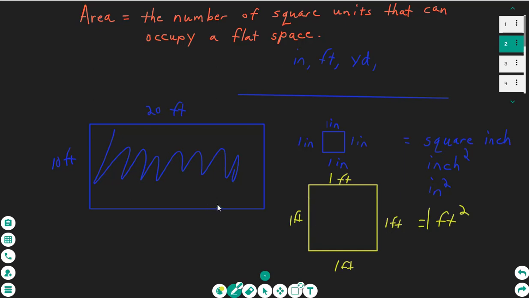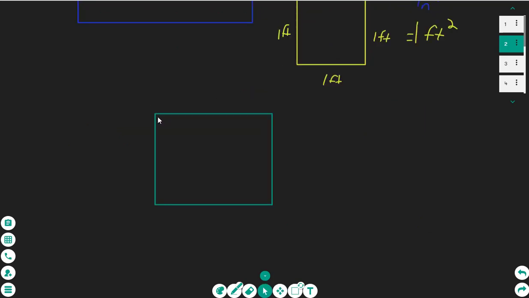And the whole idea is to figure out how many of these units can fit into the shape that we're trying to find the area of. All right. So let's try a couple. Let's take a couple examples here. So let's say I have a rectangle and I want to find the area for this rectangle. How am I going to do it?